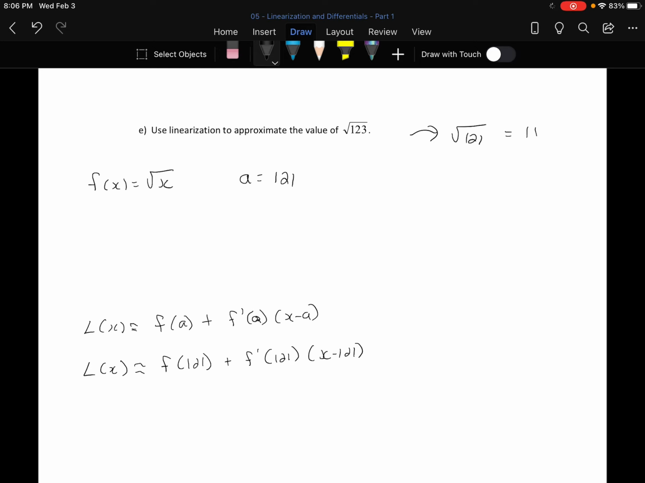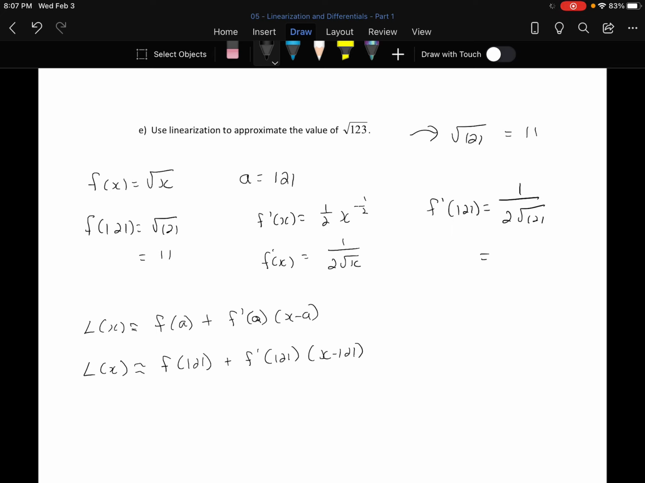So the two things I need are f(121) and f'(121). f(121) is the square root of 121, so that's 11. Now, for f', I'm going to need f'(x), and that's 1/2 x to the negative 1/2, or it's 1 over 2 root x. That's f prime. But I want f' at 121. What's the slope there at 121? And so I get 1 over 2 root 121, and I get 1 over 22. So the derivative there is 1 over 22.